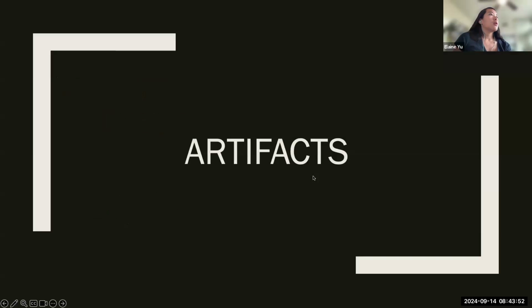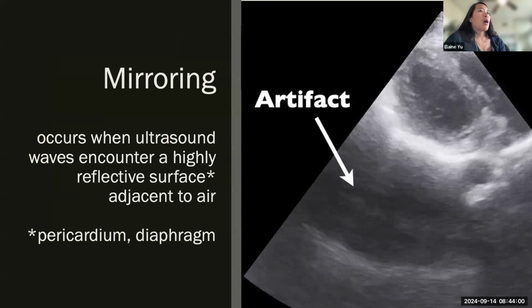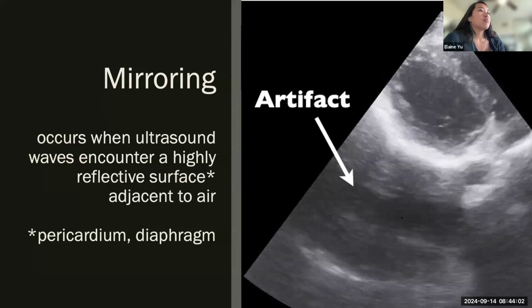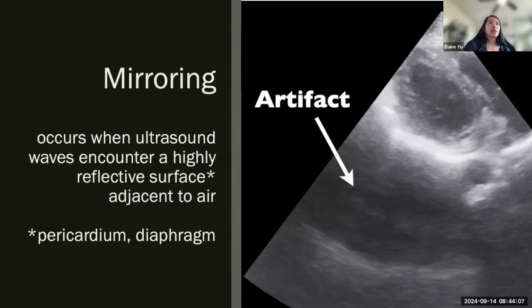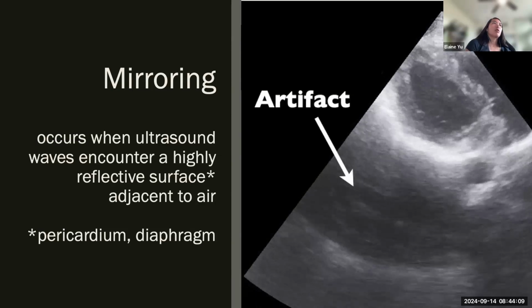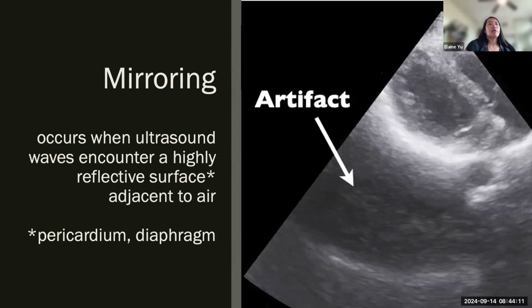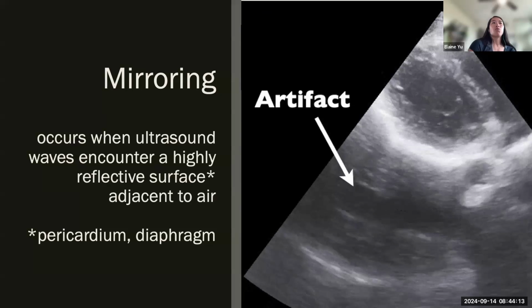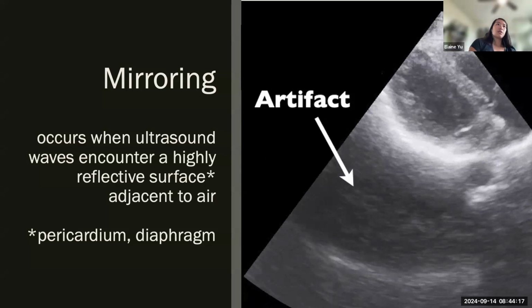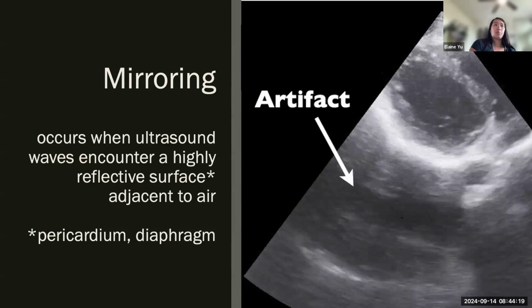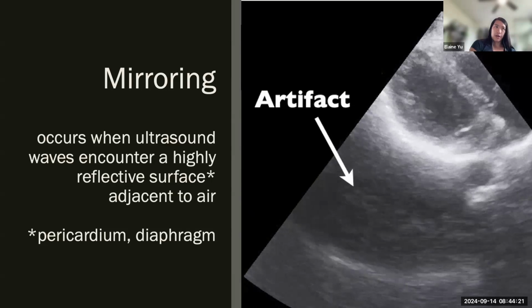Okay, so let's talk about those artifacts that we've been alluding to in our physics part. Our first and probably most easily identifiable artifact is going to be the mirroring artifact. And this is what happens when your ultrasound waves hit a very reflective surface right next to some air, which can't go through. So this is classically going to be found in your pericardium or in your diaphragm.